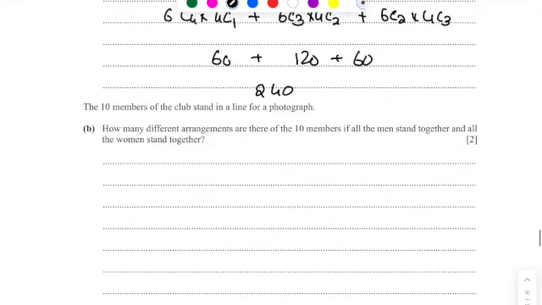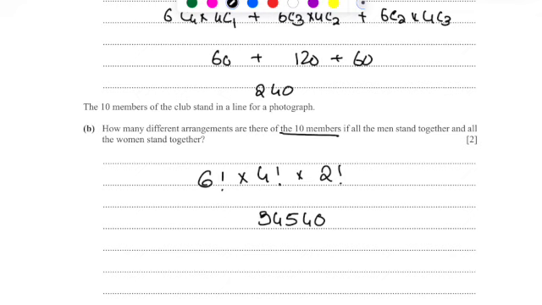The 10 members of the club stand in a line for a photograph. How many different arrangements of the 10 members are there if all men stand together, 6 factorial, and all women stand together, 4 factorial? They again can arrange themselves among themselves in 2 factorial ways, which is 34,460.